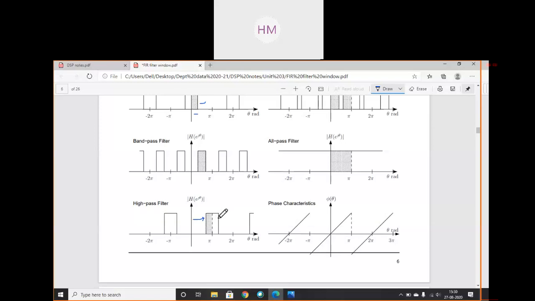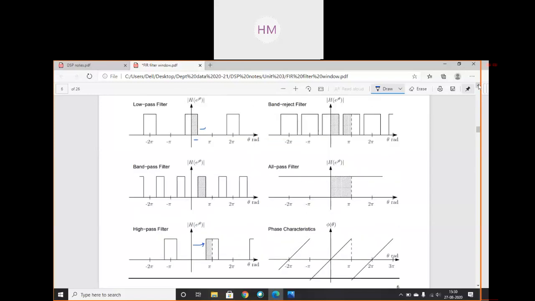After that, again the signal will start attenuating. So at 0, the signals will not pass. This is my high pass filter, okay? At lower frequencies, the signals will be attenuated.